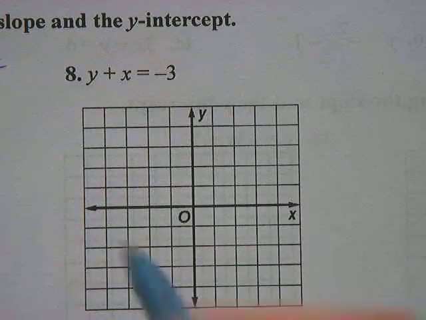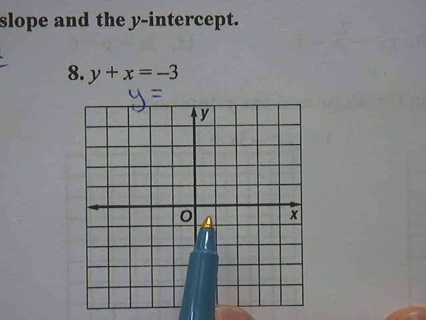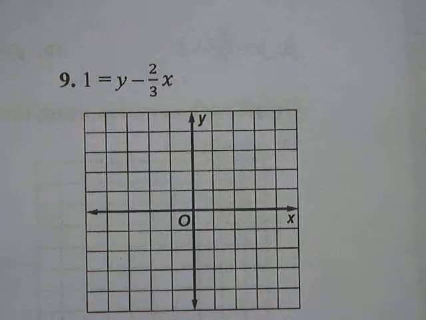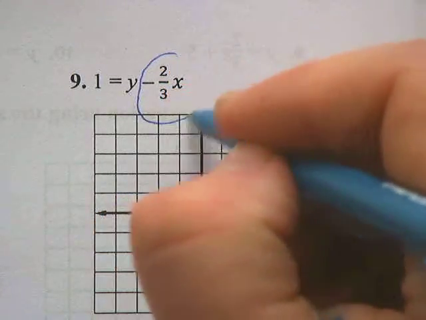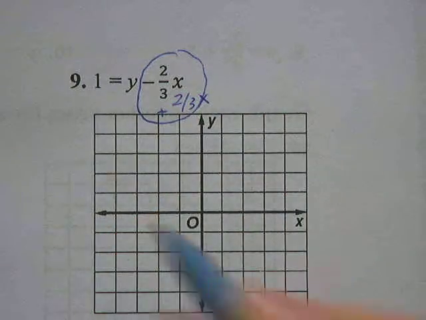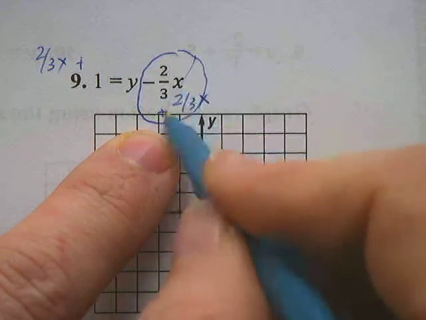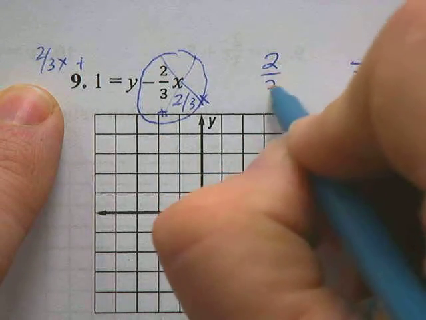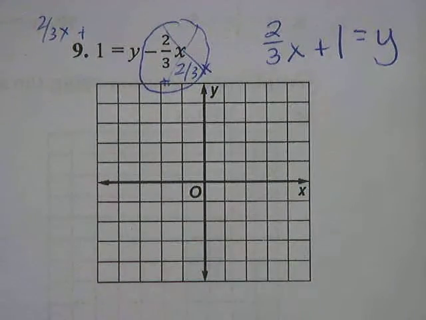Okay? So number 8, you're going to have to do some rearranging. You have to solve for y first, and then you're going to graph it. And then number 9, I'll do with you. To solve for y, we have to get rid of this -2/3 x. So I'm going to add 2/3 x to both sides. So these are going to cancel, and we're left with y equals 2/3 x plus 1.